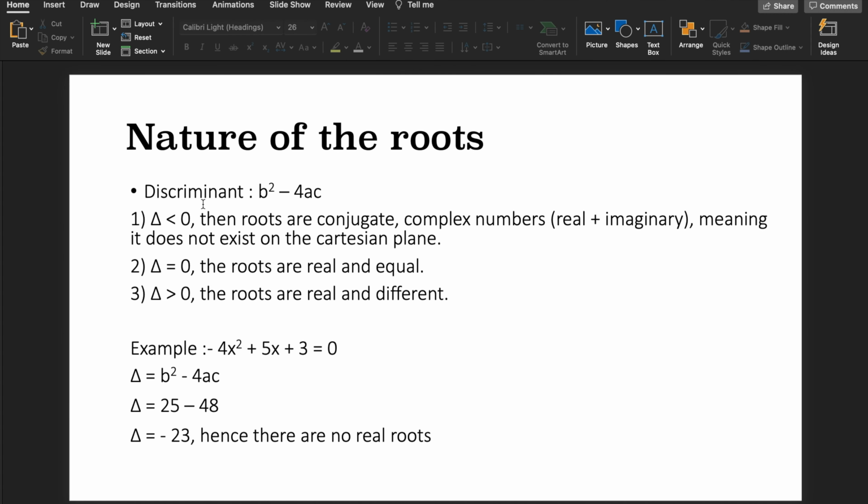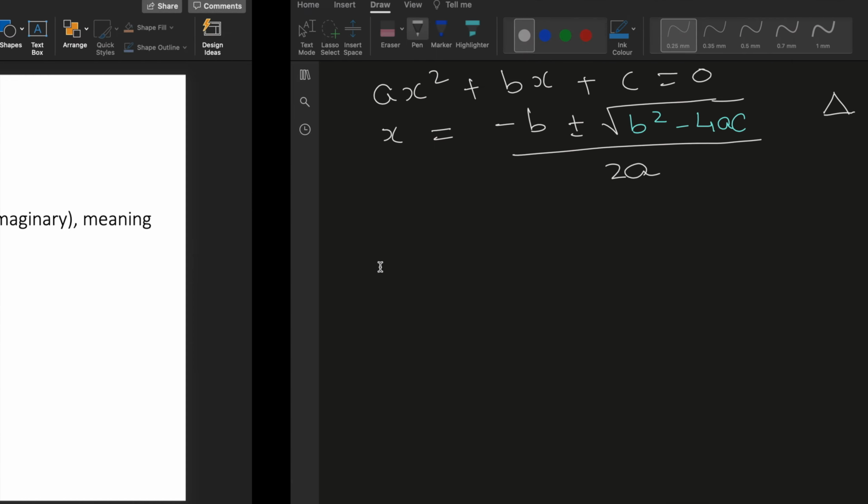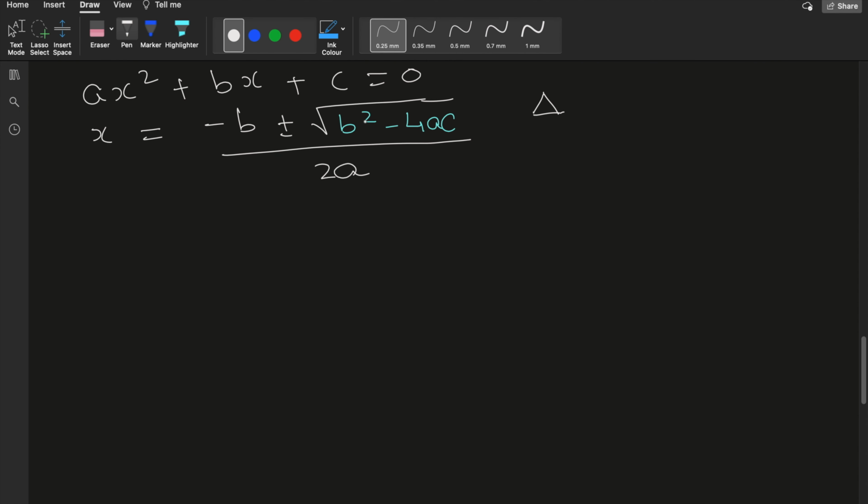The second part is if the delta or the discriminant is equal to 0, the roots are real and equal. The equal part I'll just explain right now. If this becomes 0, then the square root of 0 is 0. And plus or minus 0, it wouldn't really matter. So therefore, the answer would just be minus b by 2a, and the roots would be real and equal. And by imaginary, I mean square root of minus 1. It's also represented by i.